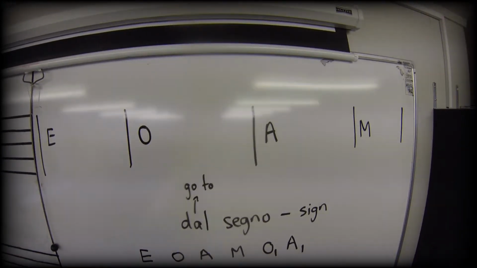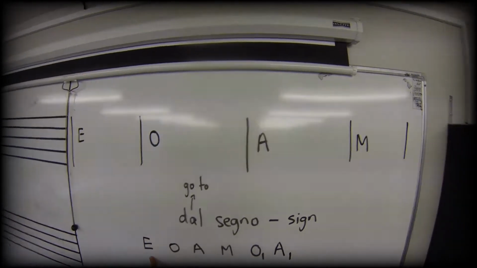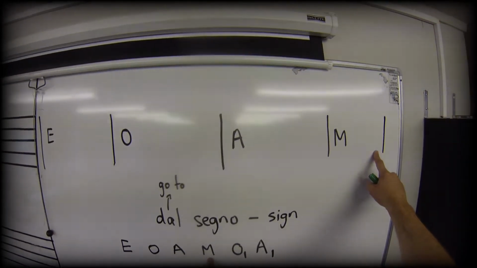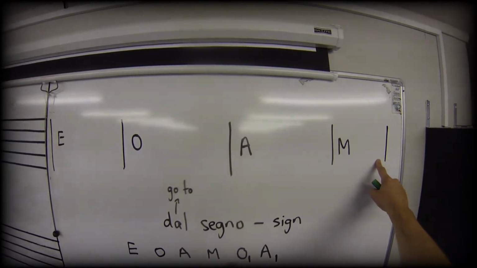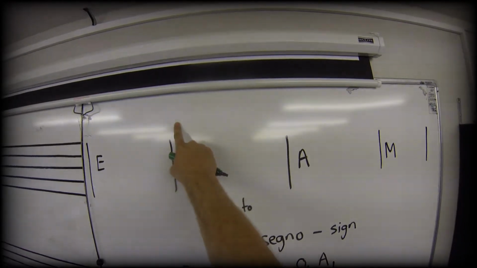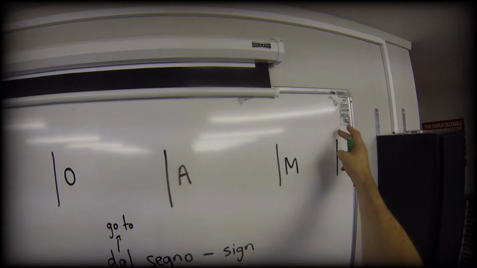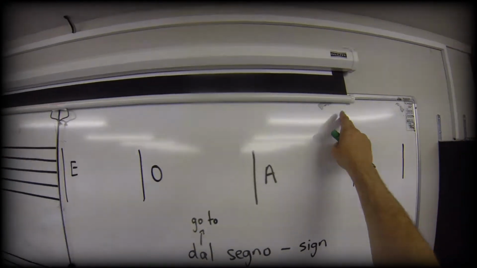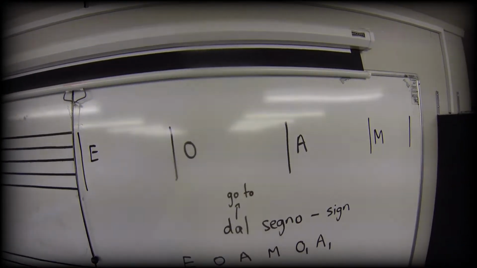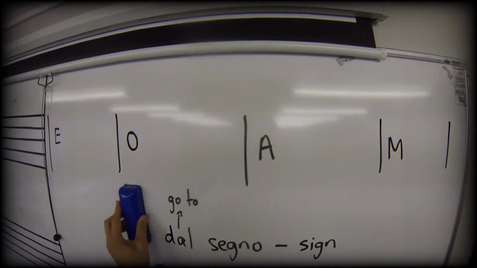So it would be really logical that our sign would be placed where we bounce back. After bar M, we're going to go back to O. So we would put a sign right here and an instruction during the bar of M that at the end of this bar, go back to the sign. So this segno, this sign, what does it actually look like?